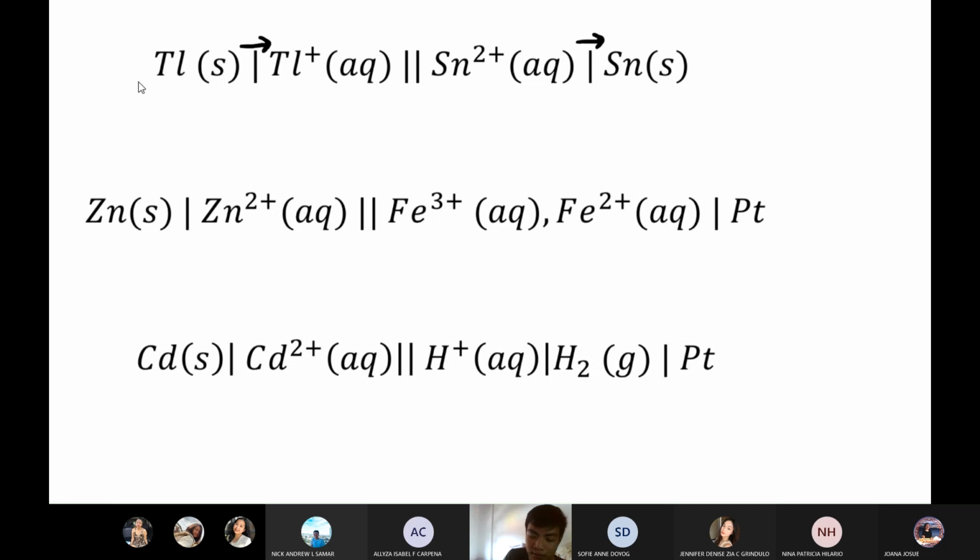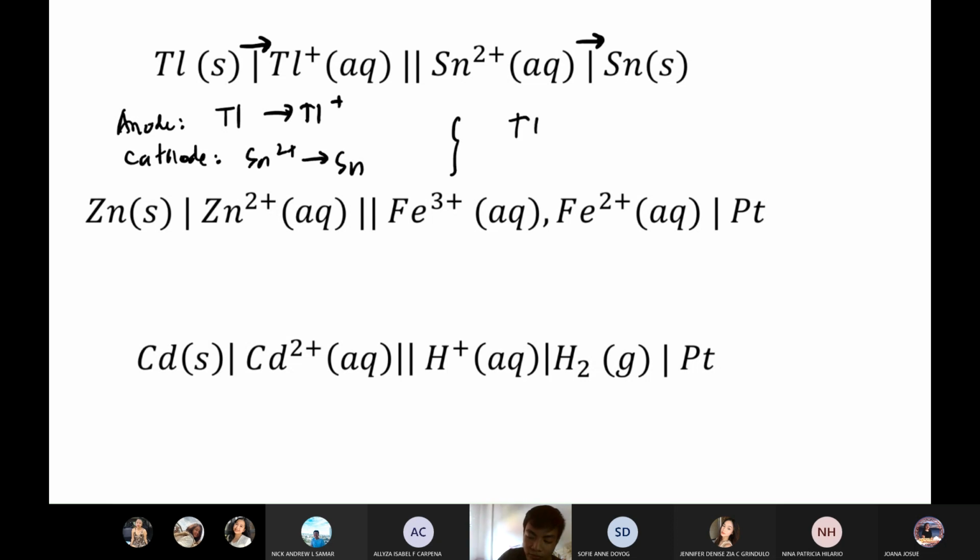So the anode reaction is tellurium to tellurium plus. Ang cathode reaction is tin 2 plus to tin. So if you combine that, you will get tellurium plus tin 2 plus to tellurium plus plus tin. Unbalanced yan. So, ikaw na mag-balance niyan. Okay? So, unbalanced equation yan. So, kayo na mag-balance kung ano yung coefficients niyan.